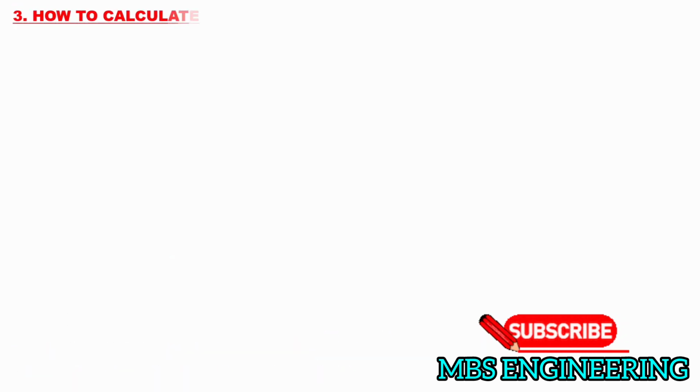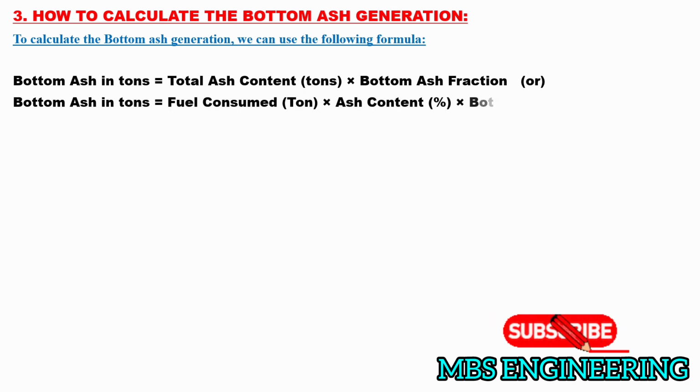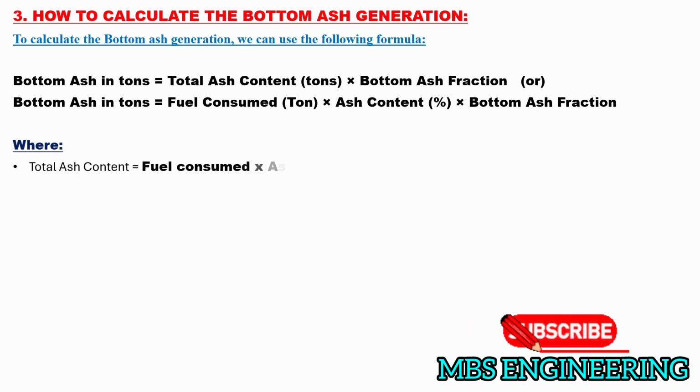Next, we will learn and understand how to calculate the bottom ash generation. To calculate the bottom ash generation, we can use the following formula. Bottom ash in tons is equal to total ash content in tons multiplied by the bottom ash fraction. Or, bottom ash in tons is equal to the fuel consumed in tons into ash content in percent into bottom ash fraction. Where, total ash content is equal to fuel consumed multiplied by the ash content in fuel.